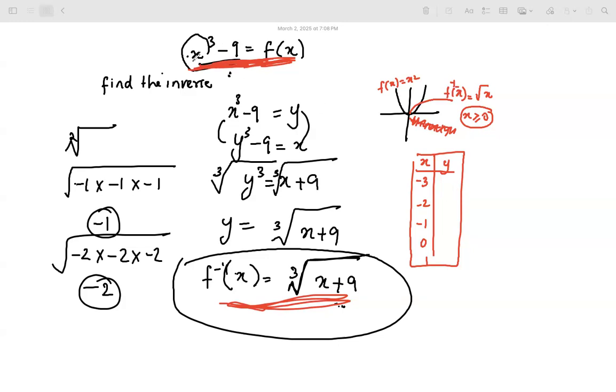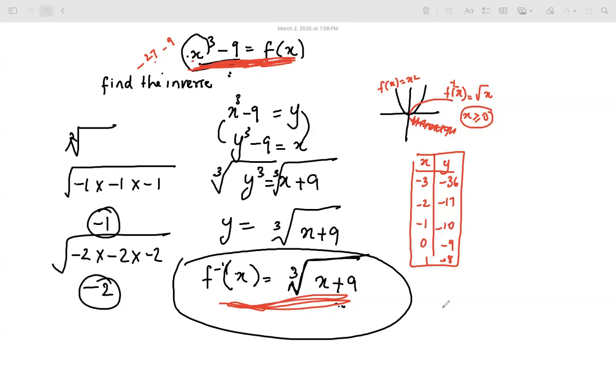So -3, when you plug it in here, it's going to become 27. -9 is going to be what? Oh, sorry. -3 cubed: 3 threes are 9, 9 threes are 27, so -27 minus 9, that is going to be -36. -2 if you plug in there, -8 minus 9, -17. -1 if you plug in, -10. 0 minus 9. Then 1, 1 minus 9 is -8.